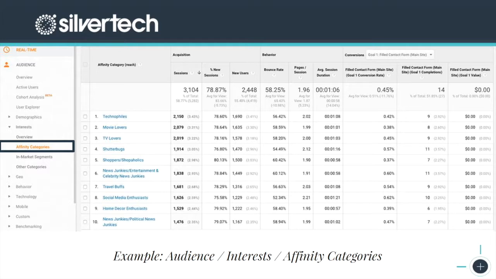And so no matter what types of websites you're going to, you can actually fall into one of several categories based on the types of websites. So for example, this is SilverTech's affinity categories based on a particular point in time. And so these are the different categories of people who are most likely to visit our website or who do visit our website. So you can see technophiles, so people who are early adopters, and then there's movie lovers, TV lovers, shutterbugs. So this gives you a little bit of an idea for the other types of things that people are really interested in above and beyond your products and services.